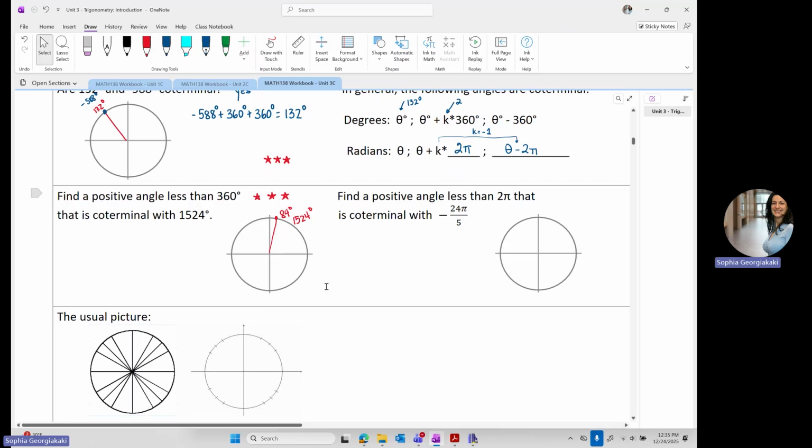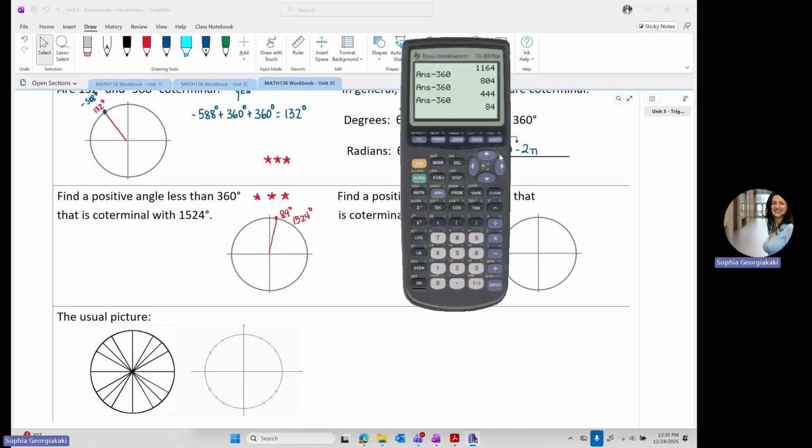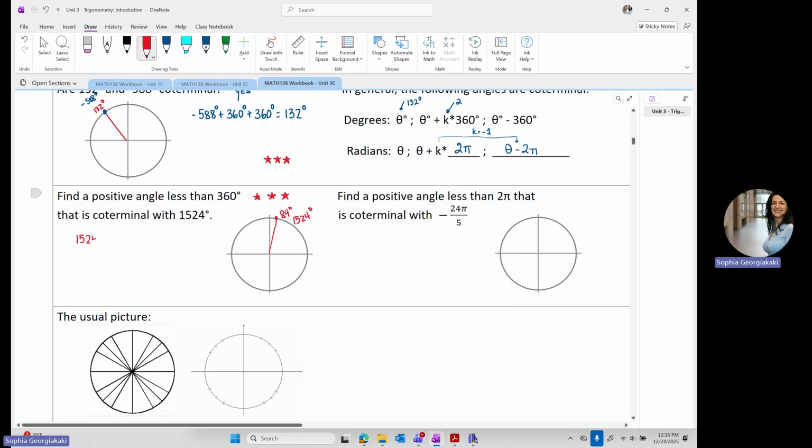How did I find it? I subtracted 360 4 times, right? So 1524 degrees minus 4 times 360. That was 84 degrees, and that's how I find the coterminal angle. Find a positive angle less than 2 pi that is coterminal with negative 24 pi fifths. And again, I'm only going to take into consideration the rational part, which is the fraction of pi.